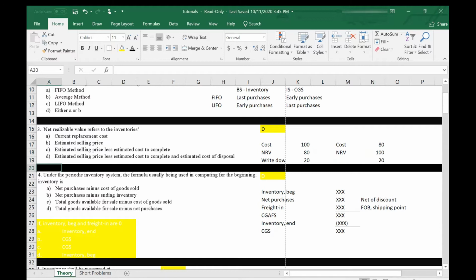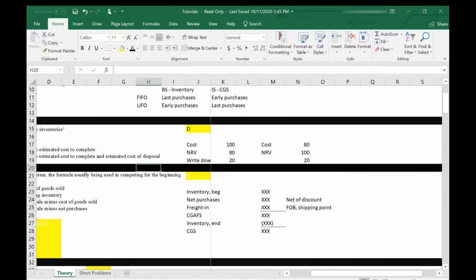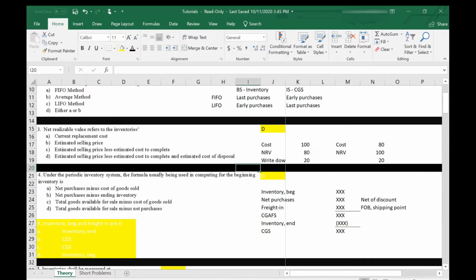For number 4, under the periodic inventory system, the formula usually being used in computing for the beginning inventory is... So this is like the determination of CGS. So you have your inventory beginning, and then you buy, of course, things, your net purchases, and then you have your freight in. If you add these three items, you'll be able to get your cost of goods available for sale. And then, magbilang ka, bibilangin yun, madidetermine inventory ending. So, kung ito yung available for sale mo, at ito na lang yung natitira, meaning, yung difference niyan, yun yung nabenta mo. That will represent your CGS, your cost of goods sold.